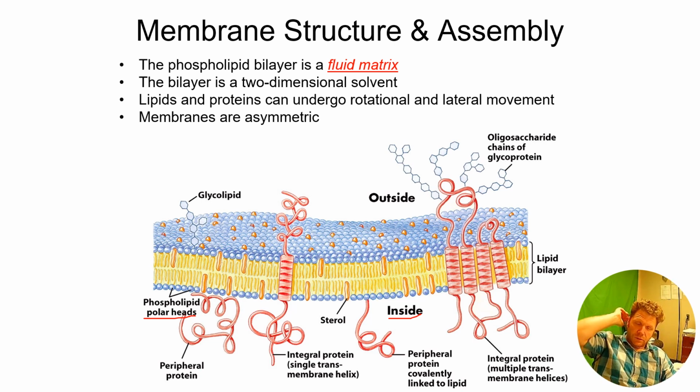Phospholipid polar heads. So those are our glycerol backbones with a phosphate group, and there might be a head group there. There might not be. Those are displayed on both the interior and exterior of a cell. Those blue circles represent our phospholipid polar head groups. We also have a peripheral protein here.